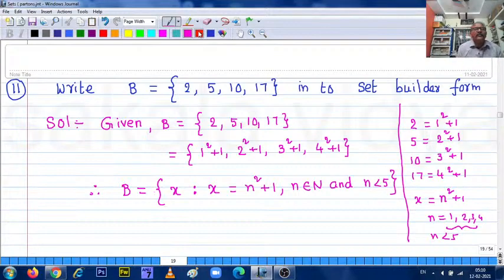So this is very important. You need to practice this one. This is a very important question. It may appear in the examination also.